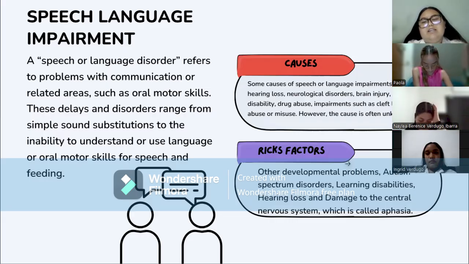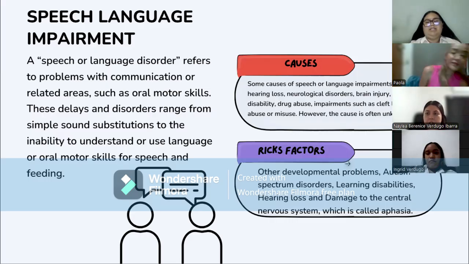However, the cause is often unknown. Risk factors: other developmental problems, autism spectrum disorder, learning disabilities, hearing loss, and damage to the central nervous system, which is called aphasia.